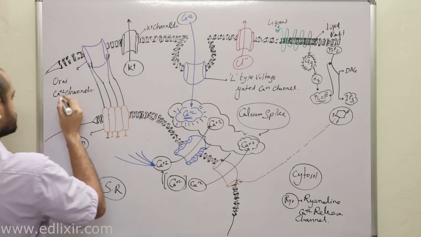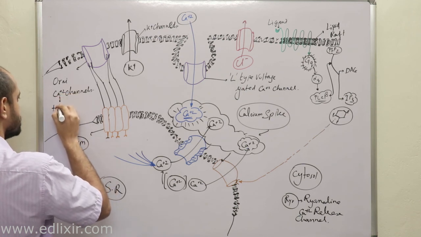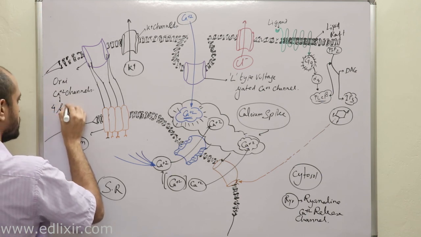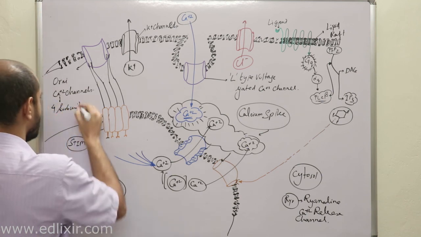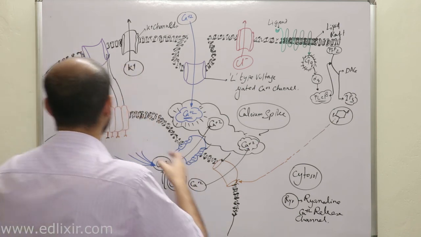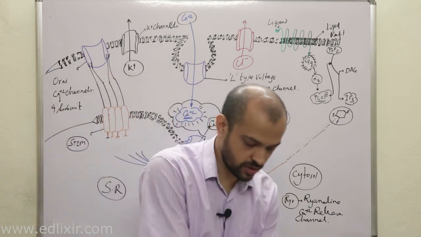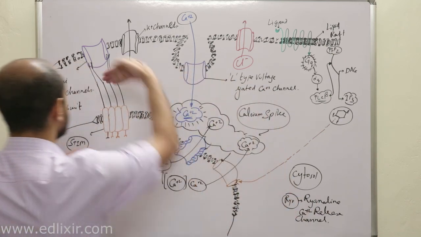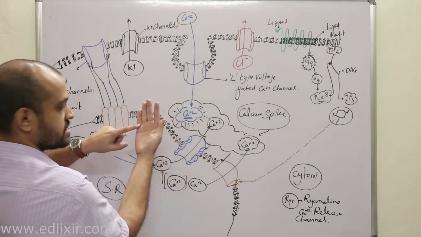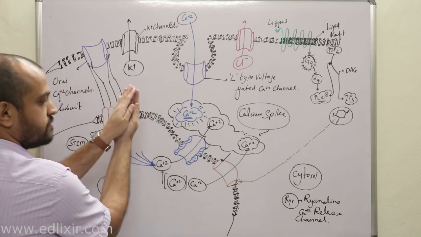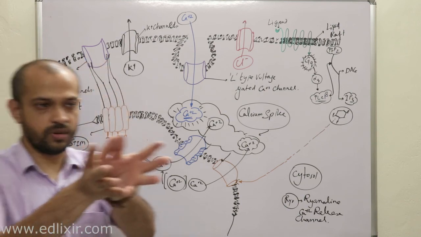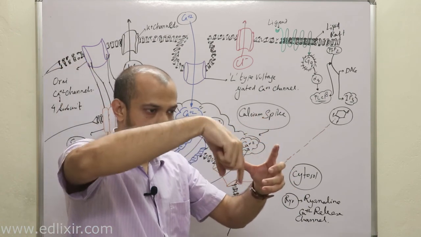A very important part we need to understand is that ORAI channels are also tetramers. That means they have 4 subunits. For our 2D board, we have shown this 2D figure, but actually it is made up of, suppose this is one subunit, this is another subunit of this channel. So there are actually 4 subunits, and when these 4 subunits come together, they form a channel.